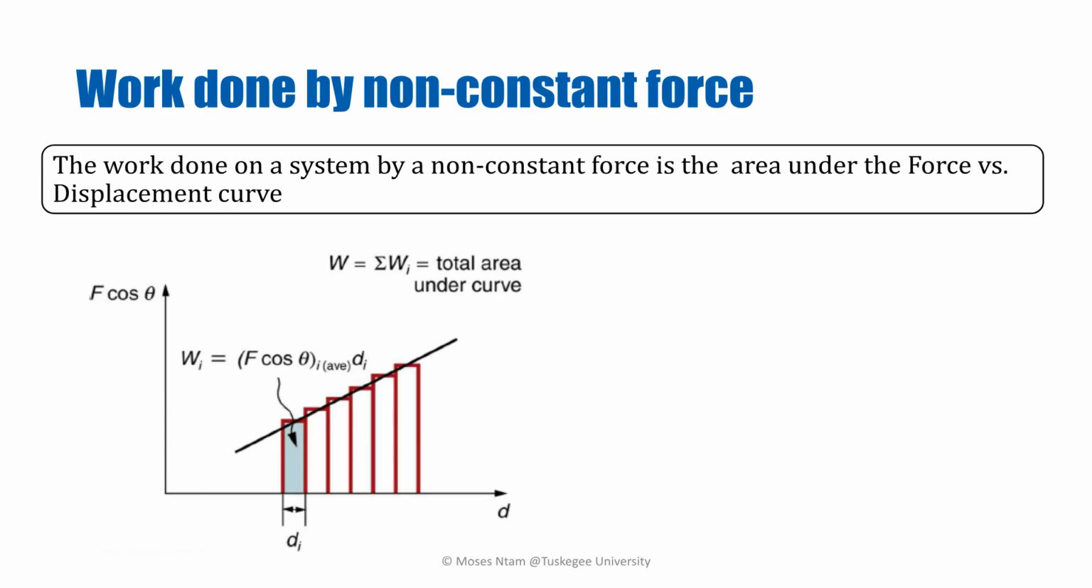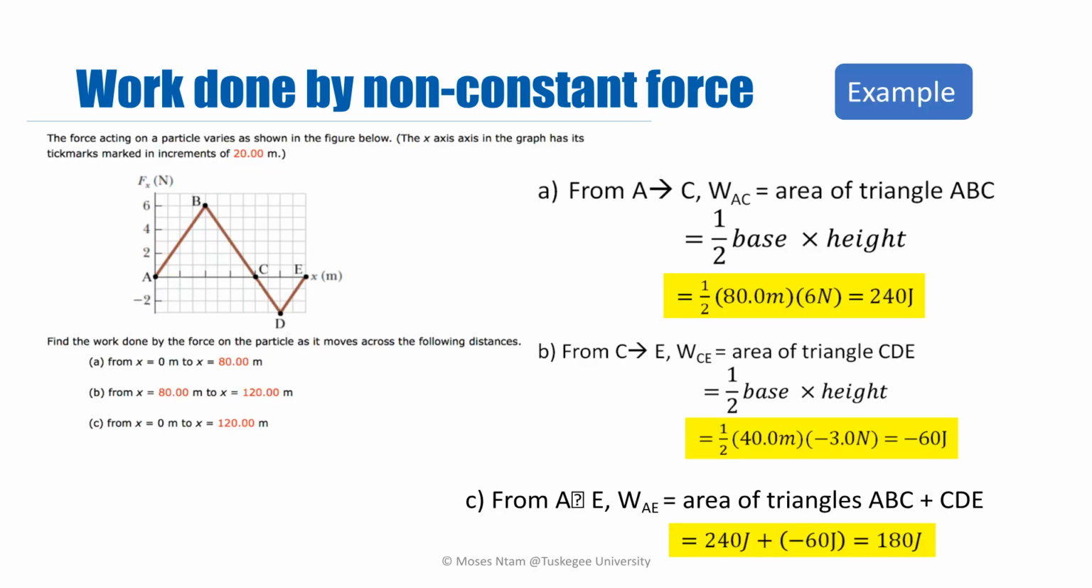For a non-constant force, the work done on a system is determined by the area under the force versus displacement curve. This method allows us to calculate work even when the force varies. Here's an example of calculating work done by a non-constant force. The work is found by calculating the areas of the triangles formed under the force displacement curve.